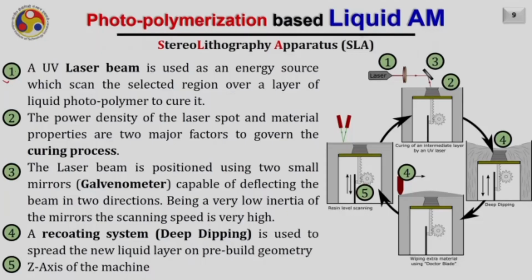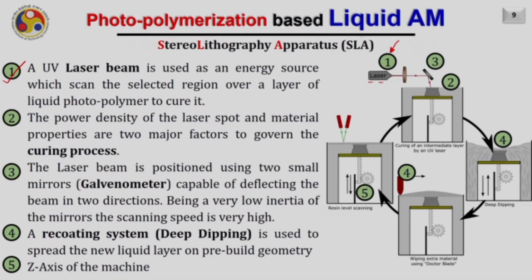We have identified a total of 5 subsystems associated with the conventional SLA system. Those are, first, a UV laser. This is the laser beam which is used as an energy source, which scans the selected region over a layer of liquid photopolymer to cure it. As you can see here, written 1 here, this is the laser source.